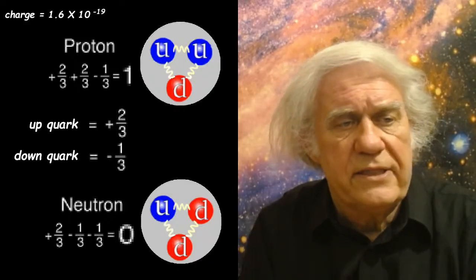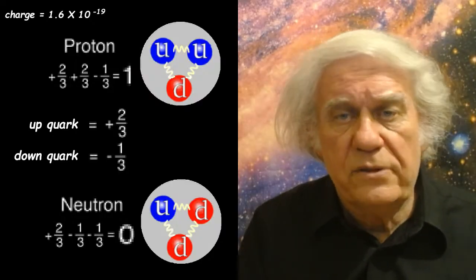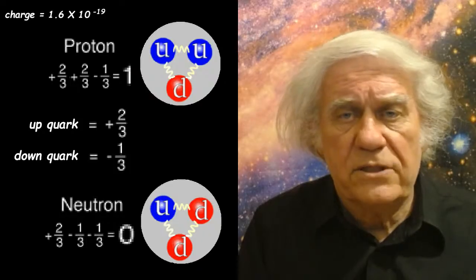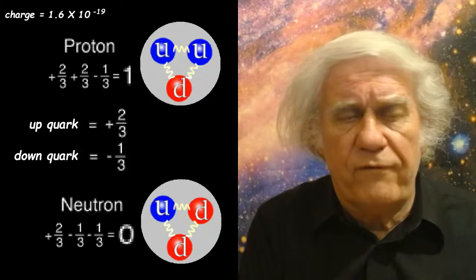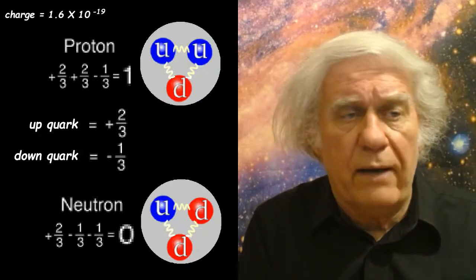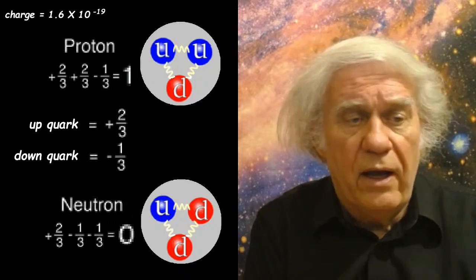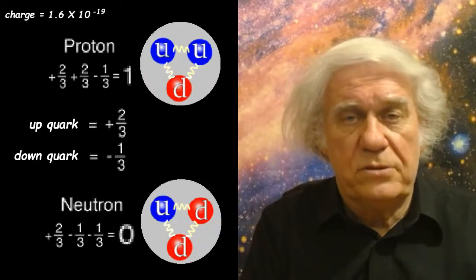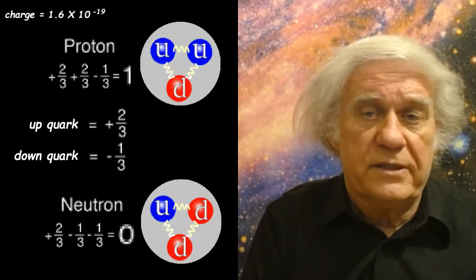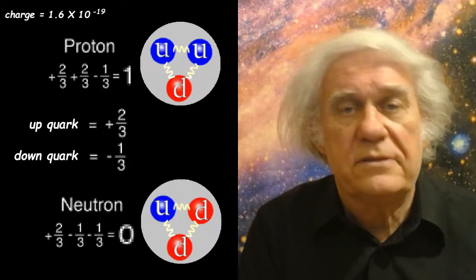But essentially, you had 2 up quarks at plus 2/3, which is 4/3, minus a 1/3, which is the down quark, and you have 4/3 minus 1/3, you get 1. That was the charge on the proton. That explains why the proton has a charge of 1. Why does the neutron have 0 charge? Because of the opposite. It has 2 down quarks, each one is negative 1/3. That's negative 2/3, plus 1 up quark, that's 2/3. You get 0.